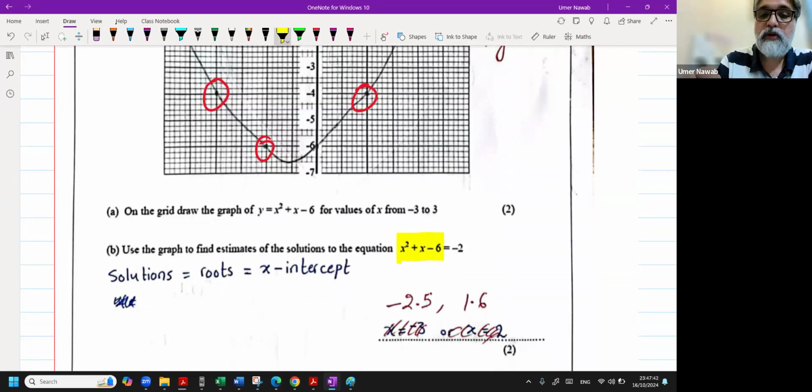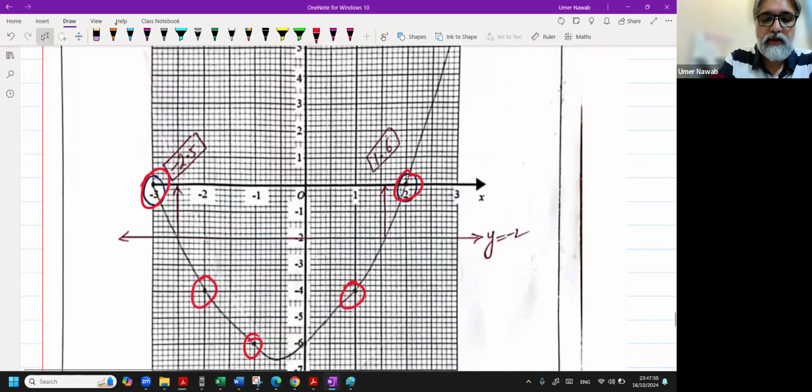After that, the examiner asks you, what is the solution of this equation, graphically? The graph has already been drawn. On the other side, y is equal to minus 2. So just draw y equals minus 2, the horizontal line, and check where the curve and the line are intersecting. They're intersecting at these points on the x-axis. So my solutions are 1.6 and minus 2.5.